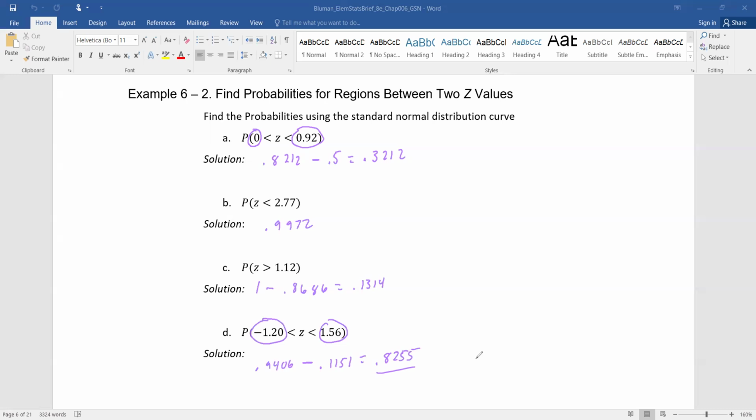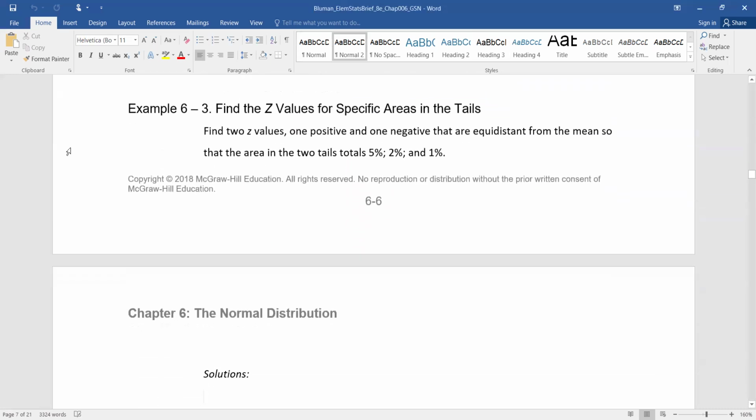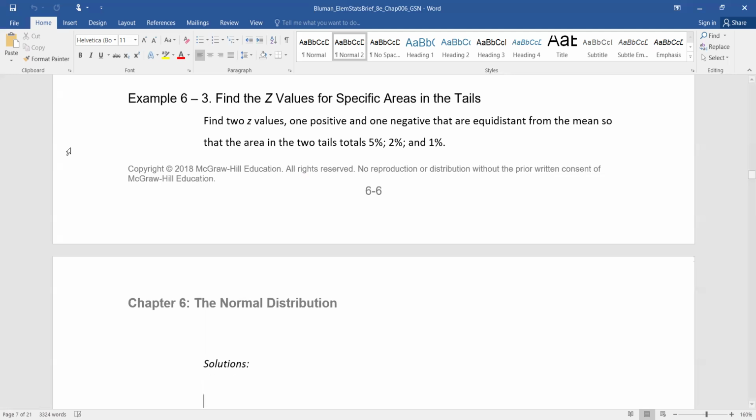I got one more example to go with you before we go to the next video. All right, so in example 3, it says find the z values for specific areas in the tails. We're going to find two values, one positive and one negative, that are equivalent from the mean so that the area in the two tails totals 5%, 2%, and 1%. All right, so here we go.